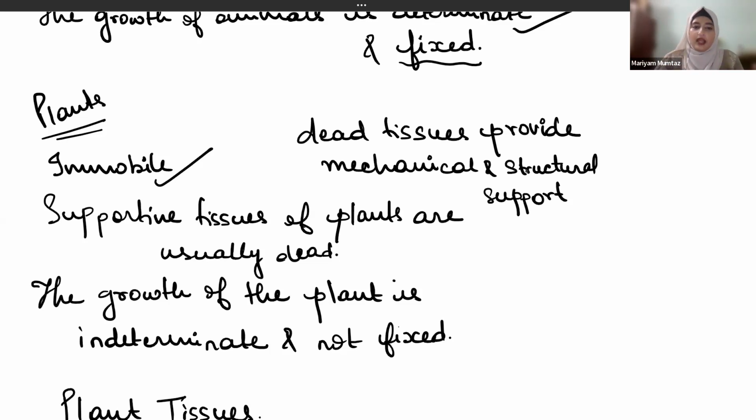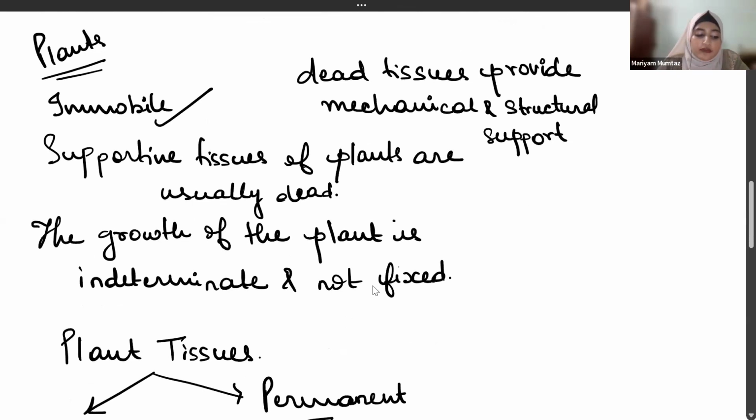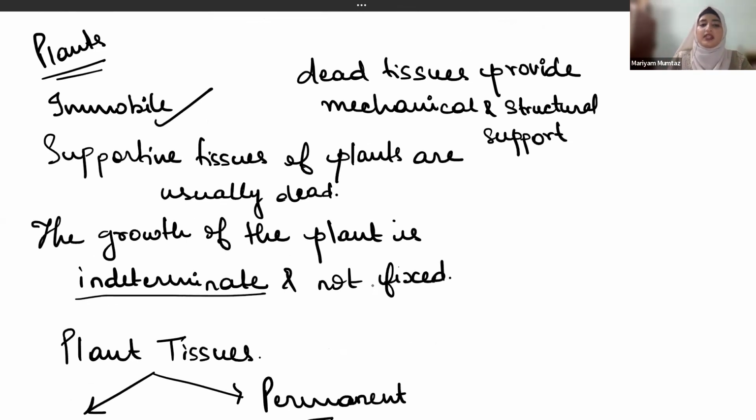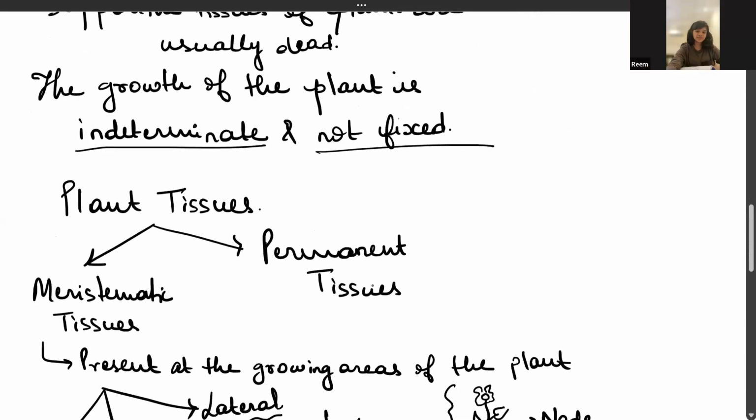Understood? And also, apart from that, the type of growth in the plant is indeterminate as compared to animals. Indeterminate means that it is not fixed. It means that the plant will keep on growing and growing forever. And it is obviously not fixed. Is it clear up till now? Yes, ma'am. It's clear.